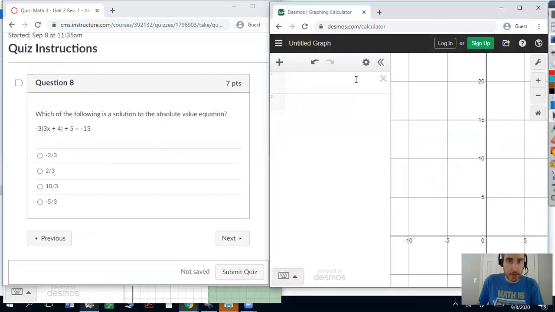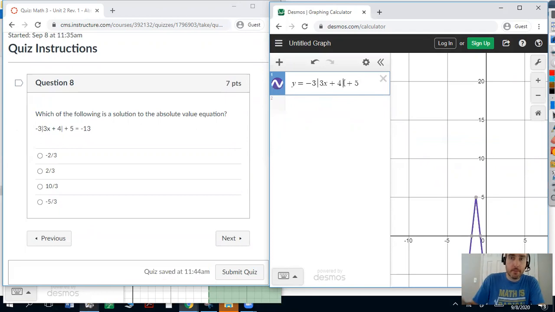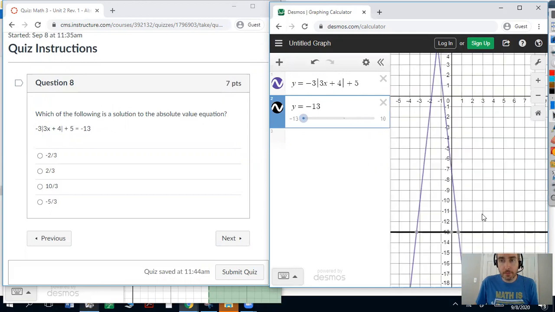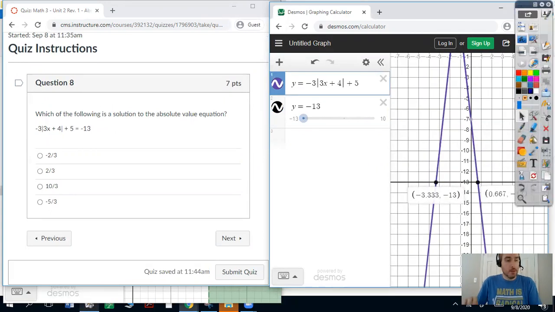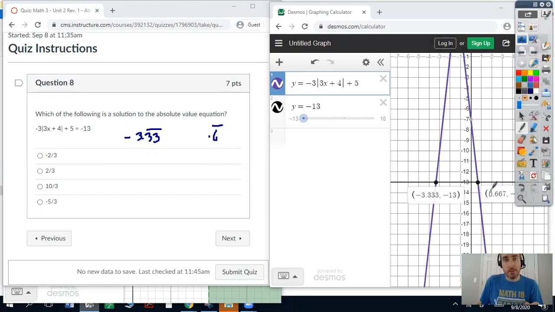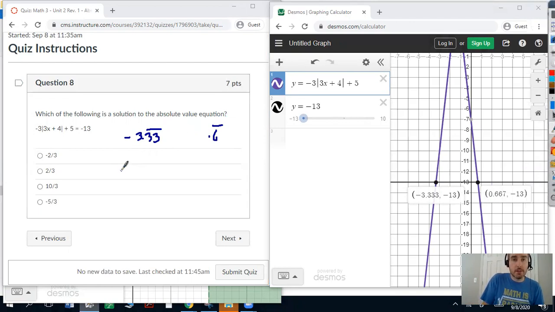All right, we can do the next one by graph and by hand. So by graph, you just do y equals -3 absolute value of 3x plus 4, close it up, plus 5. And you'd say y equals -13. And like the one before, this one does have 2 solutions. These are decimals, so you've got to get those fractions. But you can think about what is -3.3 repeating and 0.6 repeating. Those are going to be your two solutions. So this is really -3 1/3. Well, 3 times 3 is 9, plus 1 is 10, so it's -10/3.